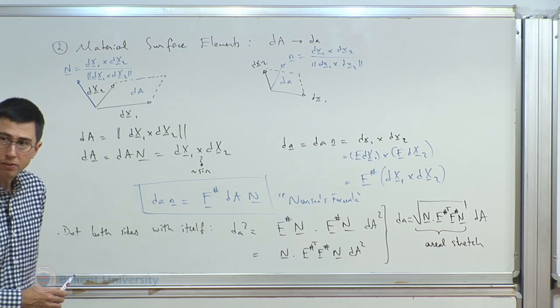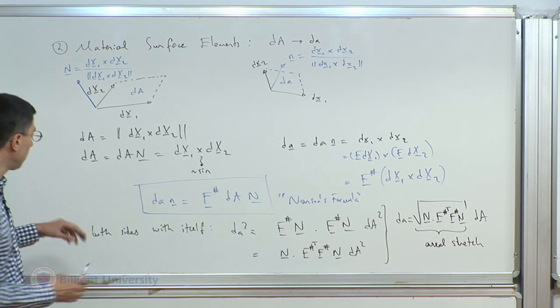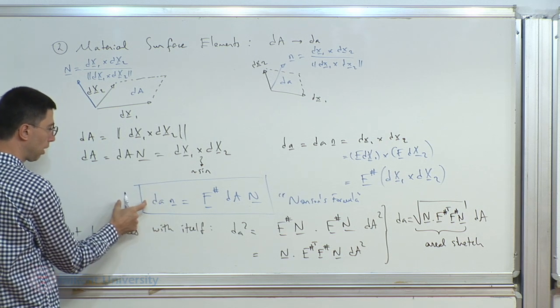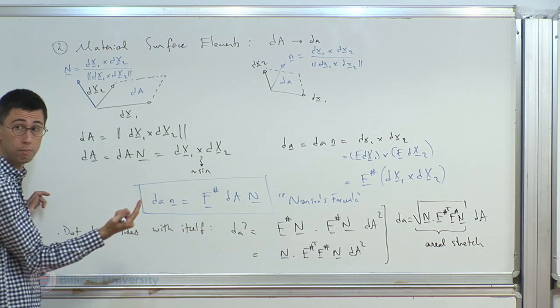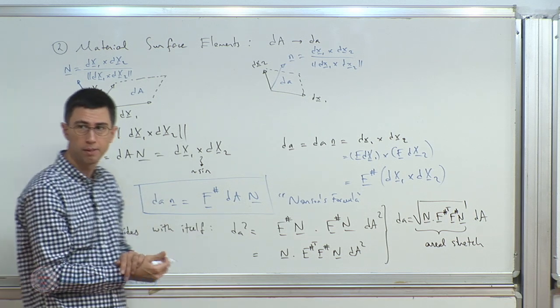How did I eliminate the small n? I dotted both sides with itself. So here I would have dA n dot dA n. N dot n is 1 because it's a unit vector.